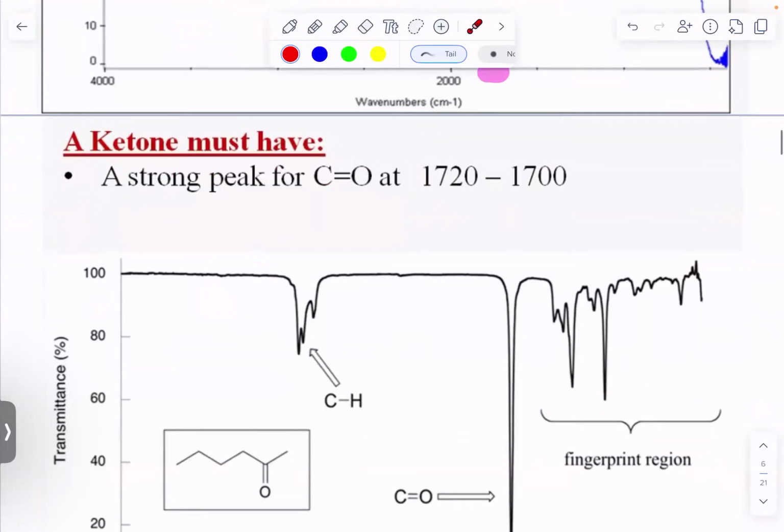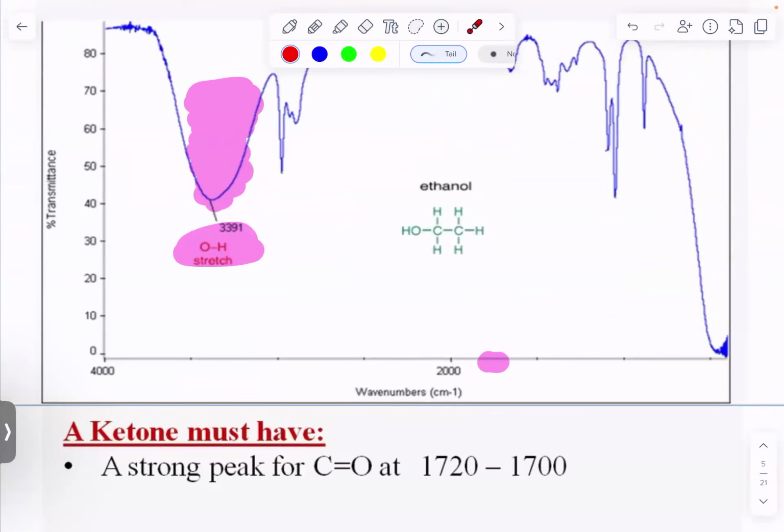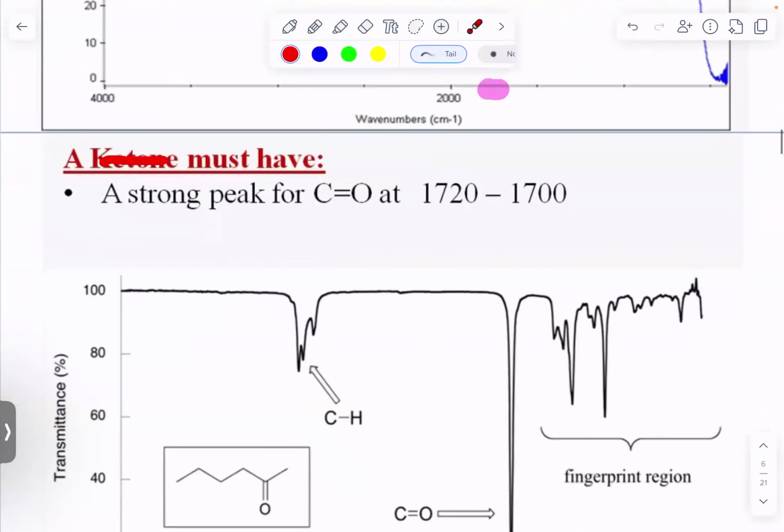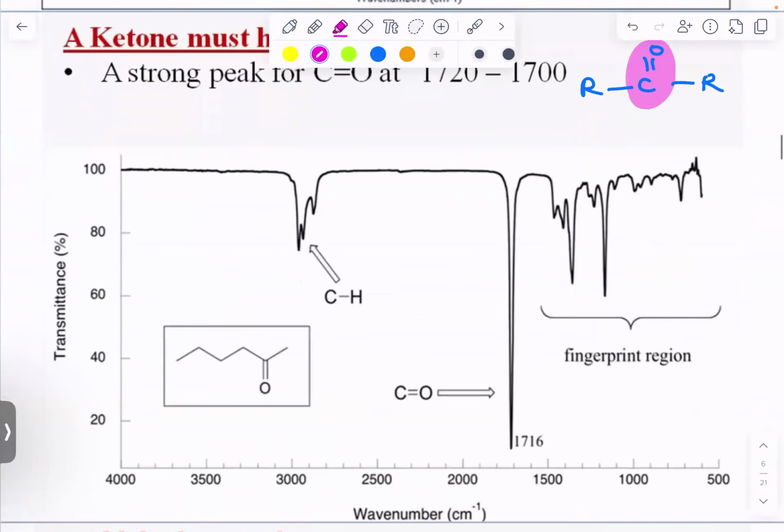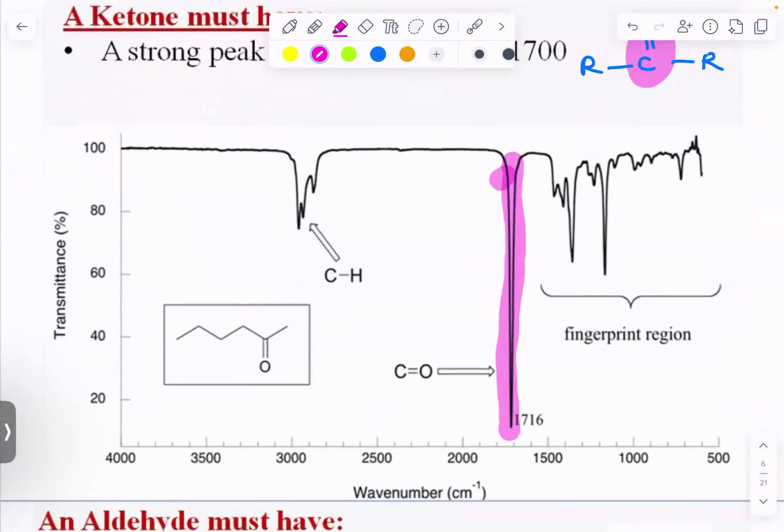Do you want to ask any question, Anika? No. All right. A ketone must have a strong peak for C double bond O. Ketone is this. So what is the most important thing in ketone? This C double bond O. So definitely you are going to get a peak. Can you see how long it is? How significant it is, right? So this is C double bond O, and this is the fingerprinting region. And then this is a very small peak for CH, which is not very prominent, right?